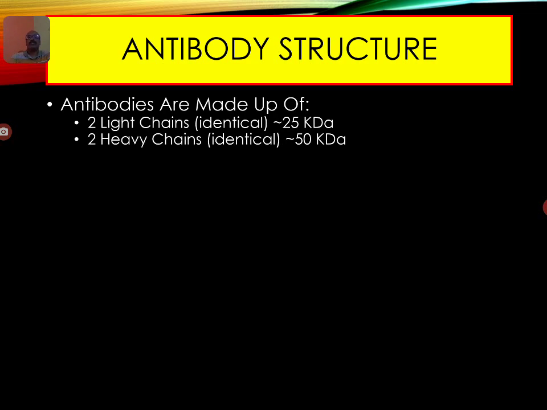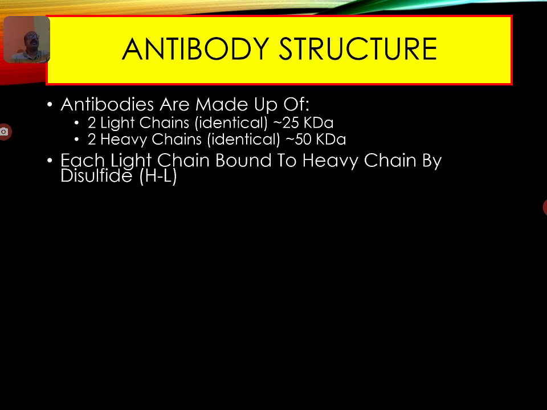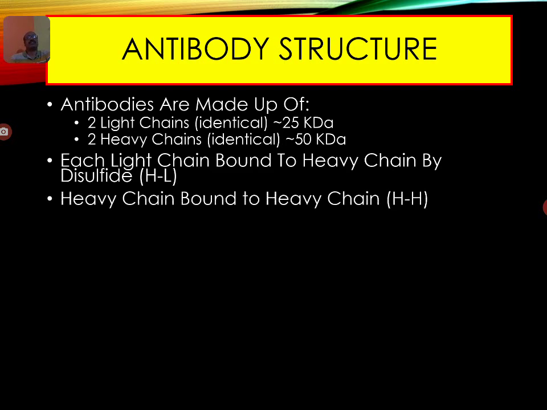It is made up of two identical chains, that is, light chain 2 and heavy chain 2, made up of amino acids with a weight of 50 kilodalton in the heavy chain and 25 kilodalton in the light chain. Each light chain is bound to a heavy chain by a disulfide bond at the base in the arm region. The heavy chains are bound to each other by hydrogen bonding.